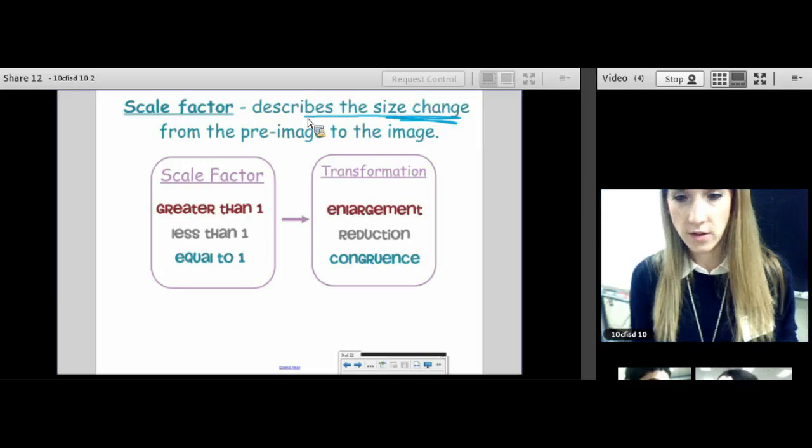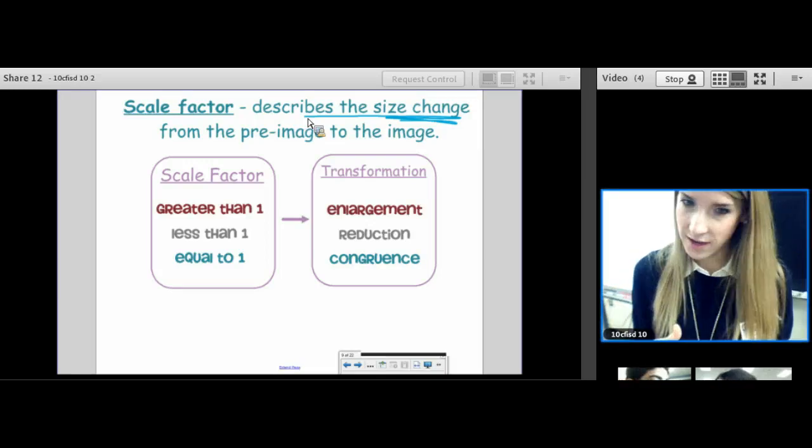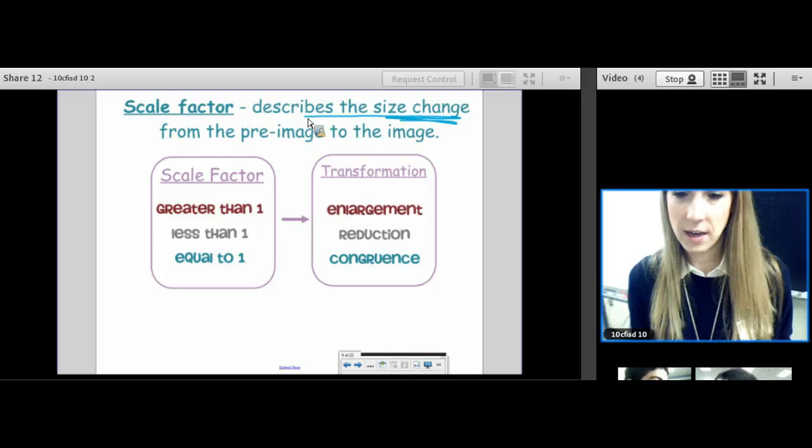Okay? Greater than 1 makes it larger. Less than 1 but greater than 0 makes it a reduction. And then equal to 1 is congruence.